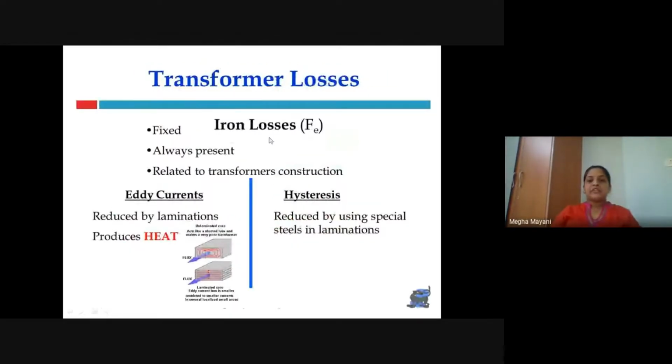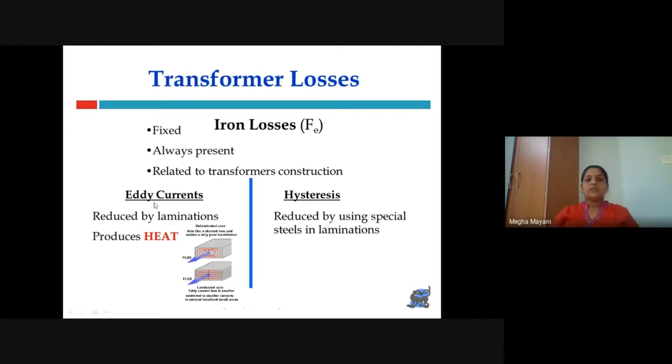So as mentioned, these iron losses, which are called core losses, are fixed and unavoidable. We don't have any option to reduce these as we had in the earlier case. These are usually related to the construction of the transformers. We have eddy currents as well as hysteresis.